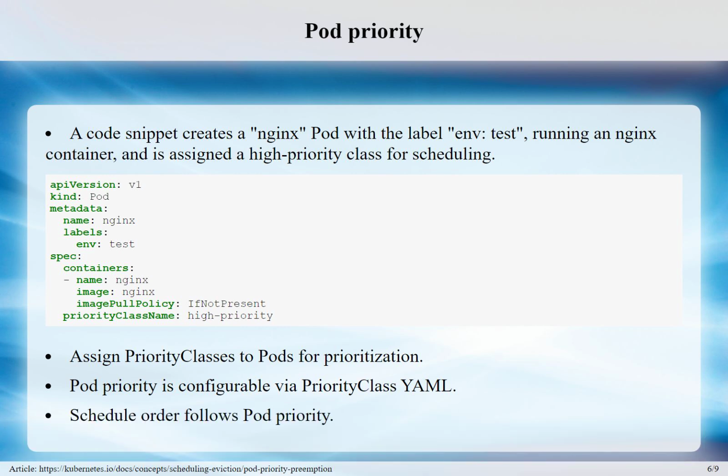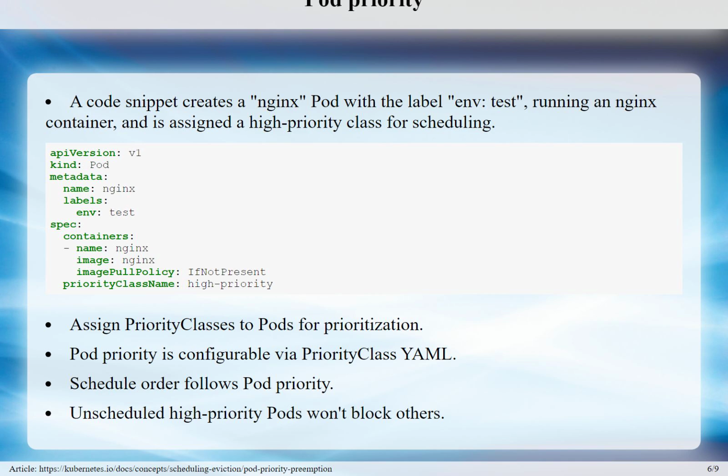When pod priorities are active, the scheduler creates an order for pending pods based on their priorities. This means higher priority pods are considered first in scheduling queues. If a high priority pod cannot be scheduled immediately, the scheduler moves on to try and schedule lower priority pods, ensuring the most efficient use of resources.